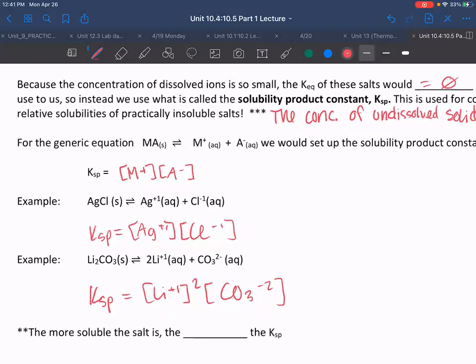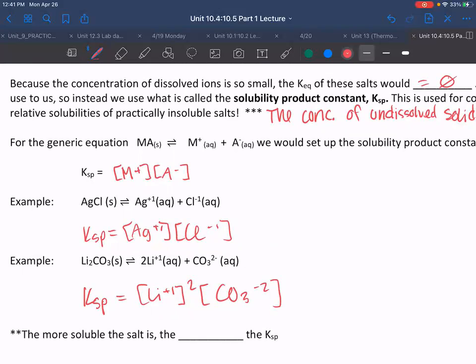So again, instead of having a ratio, now it just makes sense that the higher the concentrations of our ions means the higher the KSP. You guys see how they're directly related? If you were to increase the concentrations on this side, you would increase the value of KSP on this side. So the more soluble you are, the more ions you form, the larger the KSP. Any questions before we move away from chapter 10.4?